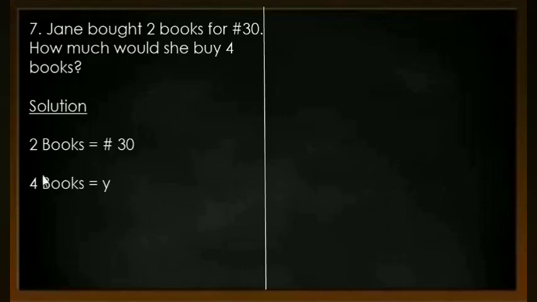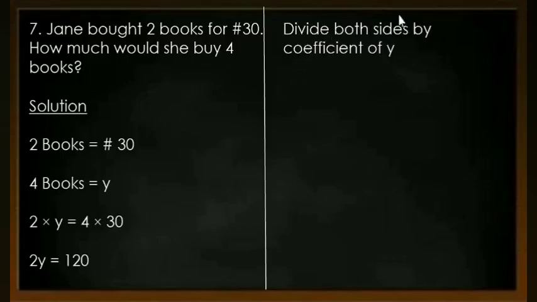So when you have an expression like this, you are going to cross multiply. In other words, 2 times y will give us 4 times 30. So 2 times y is 2y equals 4 times 30, which is 120. At this stage in mathematics, what we do is divide both sides by the coefficient of y. We now have 2y divided by 2 equals 120 divided by 2. When 2 cancels 2, it will leave us with y, and when 2 divides 120, we will have 60.